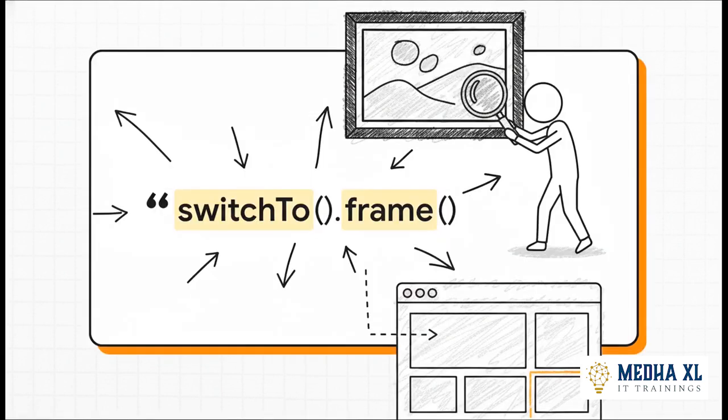So how do we tell our script to step closer and actually focus on the painting? Well, we use a beautifully simple command, switchTo.frame. That's it. This one command is what moves your script's attention from the main gallery, the main page, right into that specific painting it needs to work with.